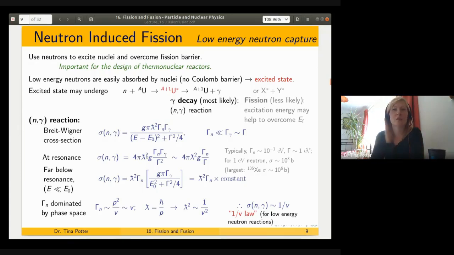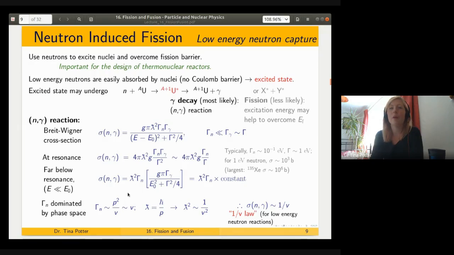Now at resonance, this is quite simple. We've had a look at the Breit-Wigner cross-section close to and on the resonance, where this E minus E0 term goes to 0, and this simplifies quite nicely, and we did this in problem sheet 1. Now, what about far, far away from the resonance? What if we've got very low energy neutrons, for example? How does this cross-section depend on the energy of the neutrons? Let's have a look at that.